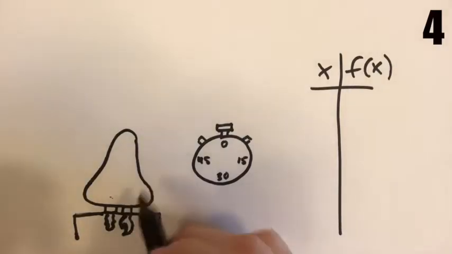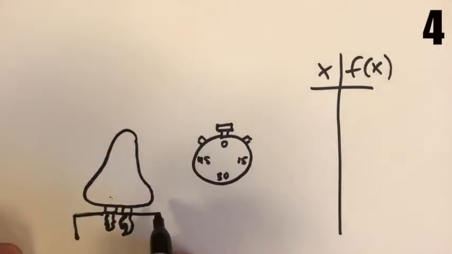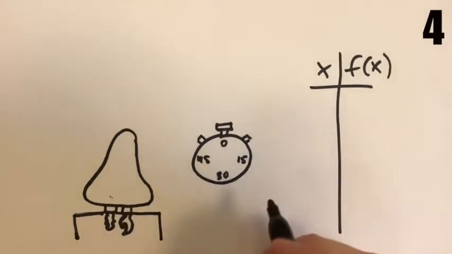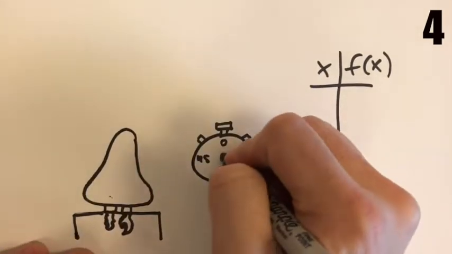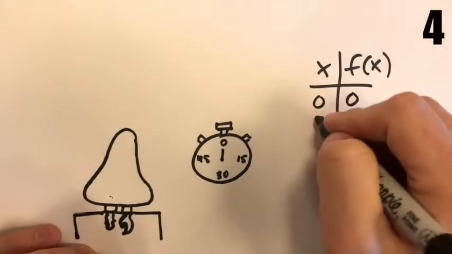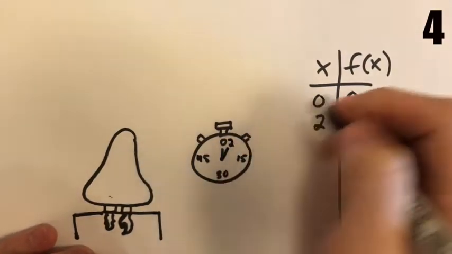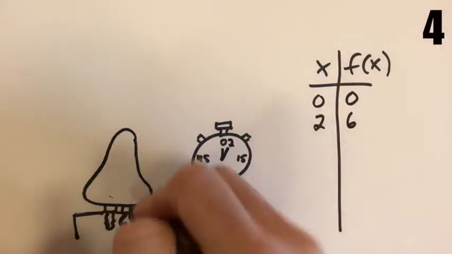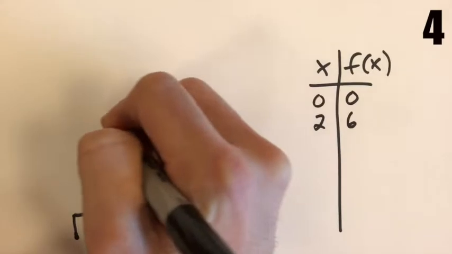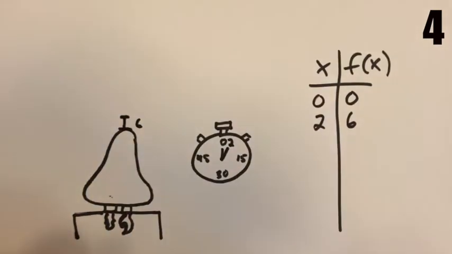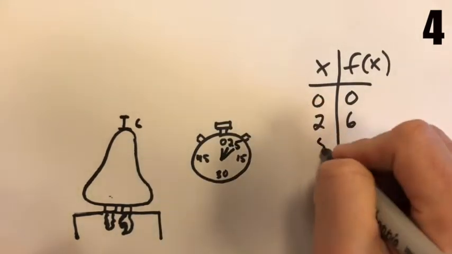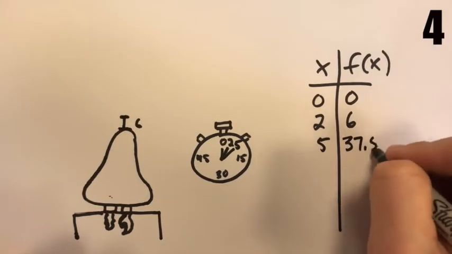Okay, in this case, we've got a space shuttle which is launching off of its launch pad, and we're going to be looking at how far off the launch pad it is over time in seconds. So right when it launches, we start the timer. So at 0 seconds, it hasn't risen at all. After 2 seconds, however, it's 6 feet off the launch pad, so it's raised up a total of 6 feet. Okay. Now, after 5 seconds, it's actually risen up to 37.5 feet.